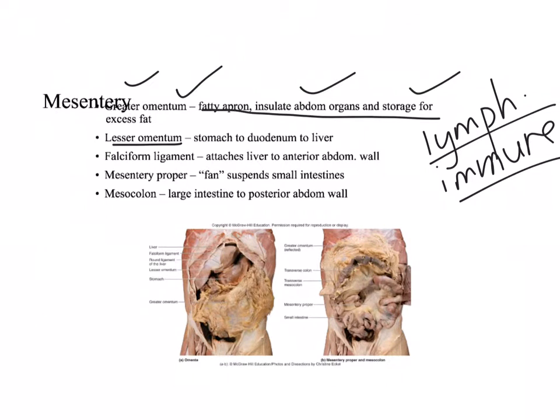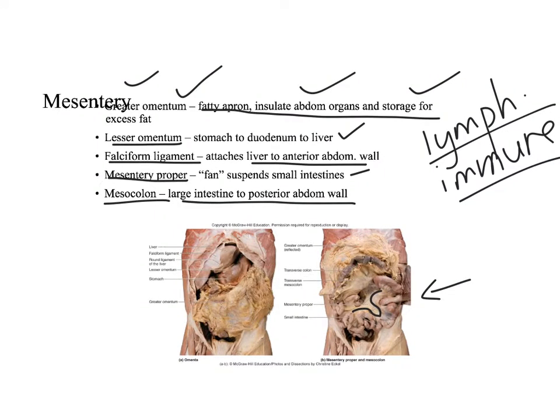Okay, now the lesser omentum actually attaches the stomach to the duodenum and to the liver, and it's easier to see in lab. The falciform ligament attaches the liver to the anterior abdominal wall, which you'll see. The mesentery proper is the fan that keeps the intestines all together. And then the mesocolon is actually what attaches the large intestines to the back body wall. So you'll see, it's way easier to see in lab.